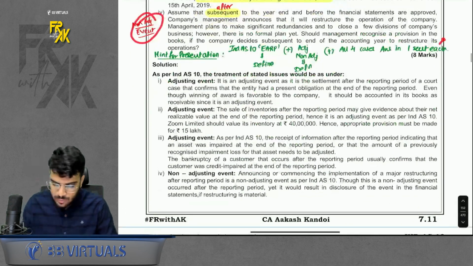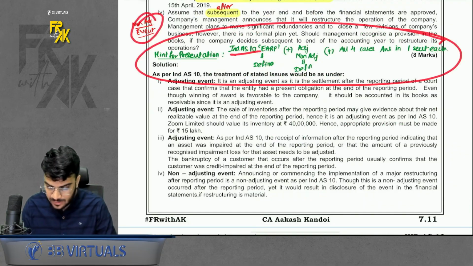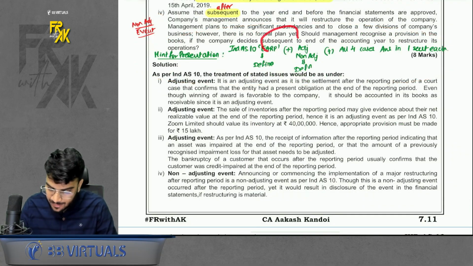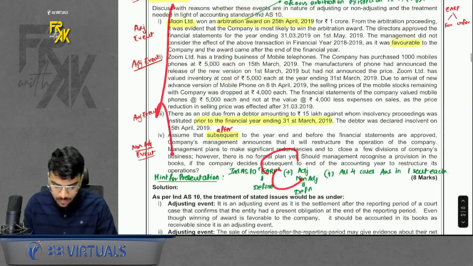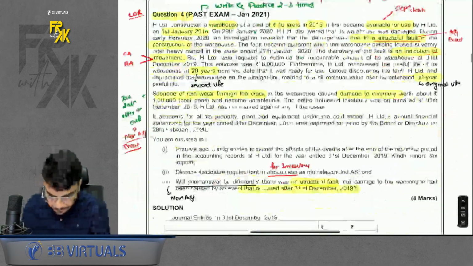Okay, I gave you some hint on presentation also. First define Ind AS 10 events after reporting period, then define adjusting and non-adjusting, then for all the 4 cases answer in one sentence. Simple. Chalo.